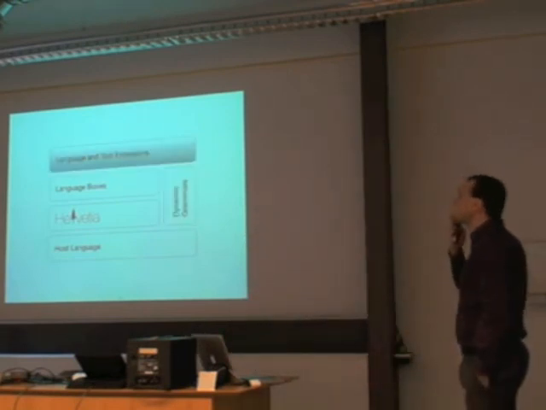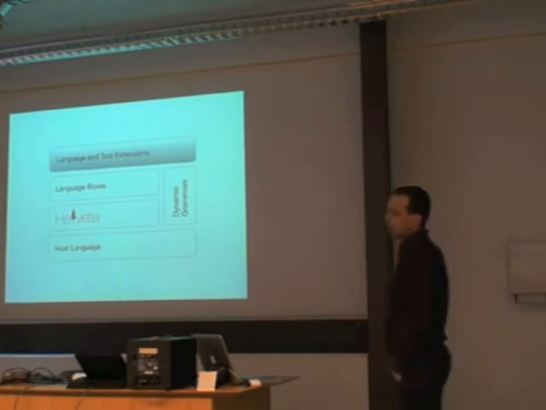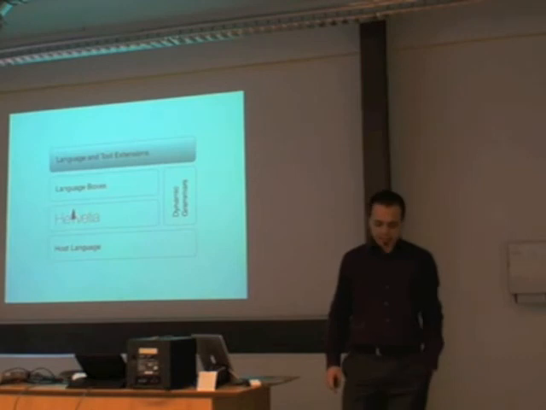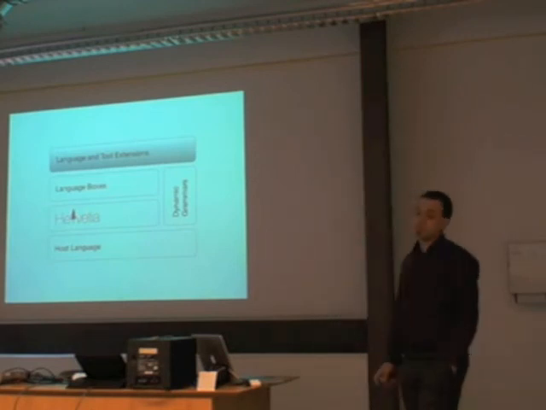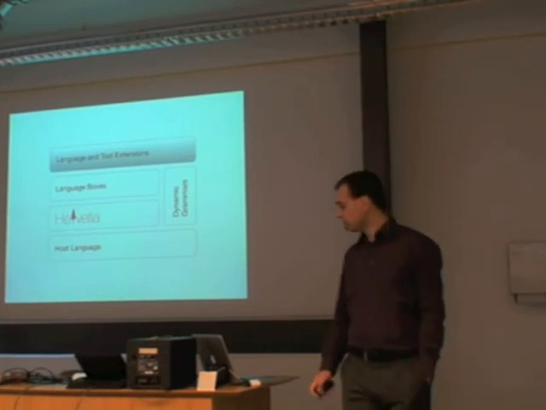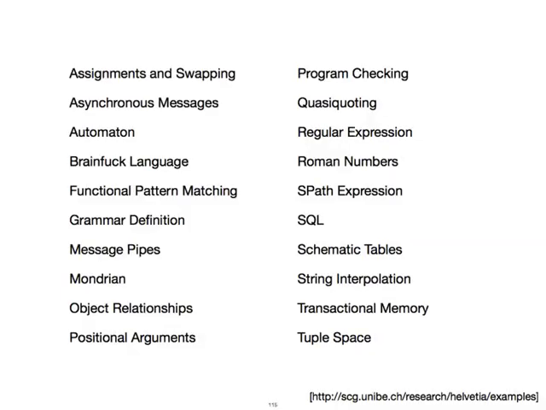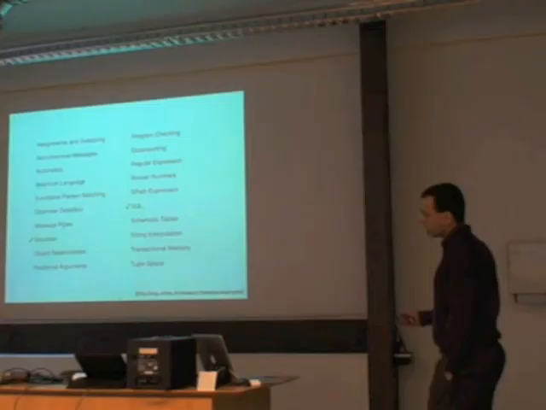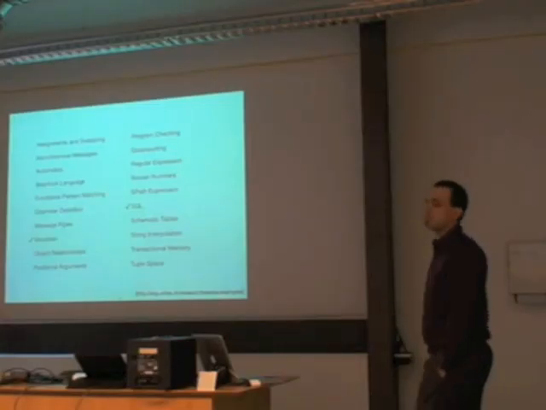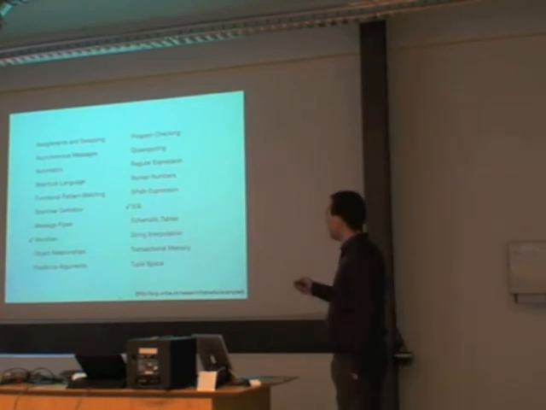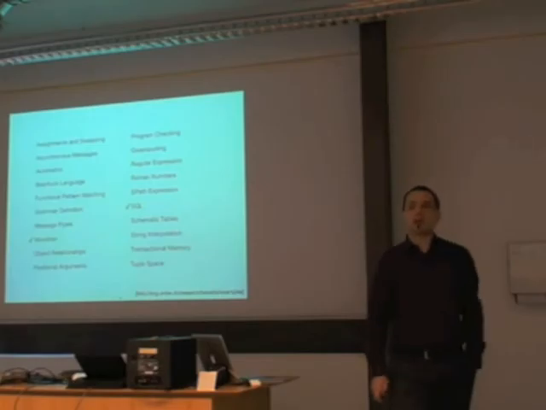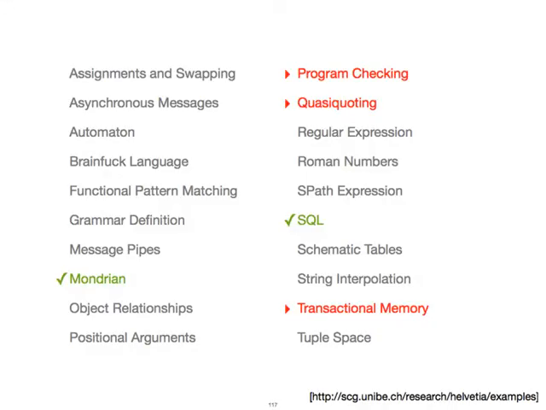So to end my presentation, I would like to show you a few language and tooling extensions that we wrote as a validation on top of the Helvetia system. And you can find a full list of examples at this URL here. We already looked quickly at two examples. First of all, the modular visualization example, and second, the SQL query language example. And now I would like to quickly show you three more examples: transactional memory, quasi-quoting, and program checking.